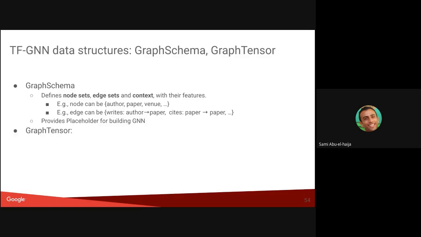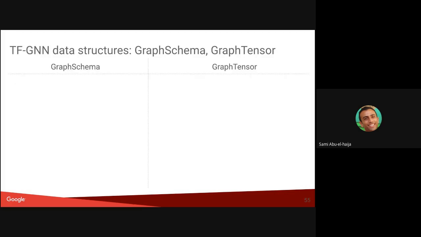And graph tensor is the tensor format to store the actual data. And it's a composite tensor which holds the node sets, edge sets, and the context feature following the entity relations declared in the graph schema. And your features can be stored as dense tensors or as ragged variable sized tensors. So let's look at a concrete example of how the graph schema and the graph tensor work together.